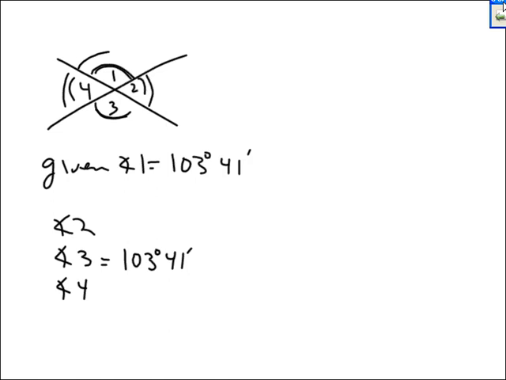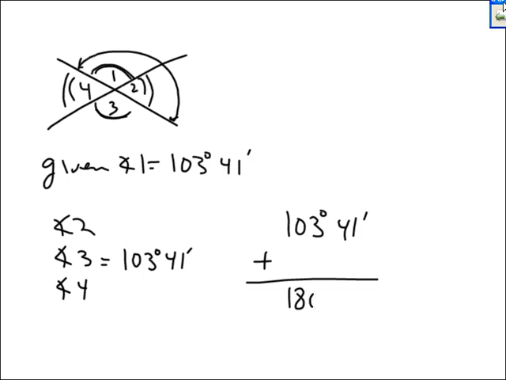If you know what 2 is, then you know 4. Well, angle 1 plus angle 2 add up to 180. You have 103 degrees, 41 minutes. You want to add something to it, so you get 180 degrees and 0 minutes. What do you add to the 41 minutes to get no minutes? The answer is 19 minutes, because that sum is 60 minutes, which is just 1 degree. Now this adds up to 104.